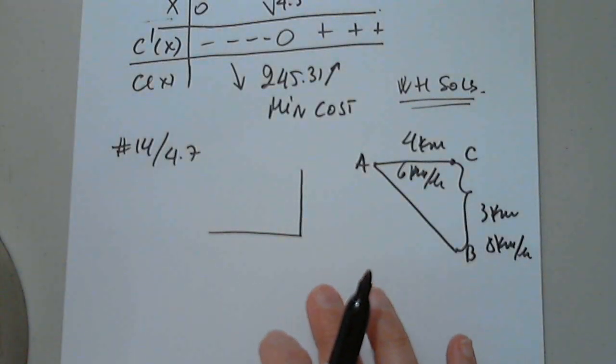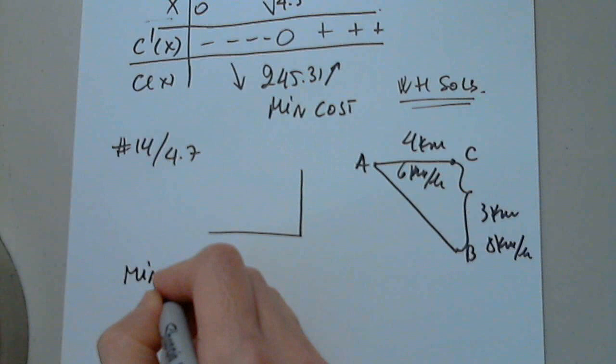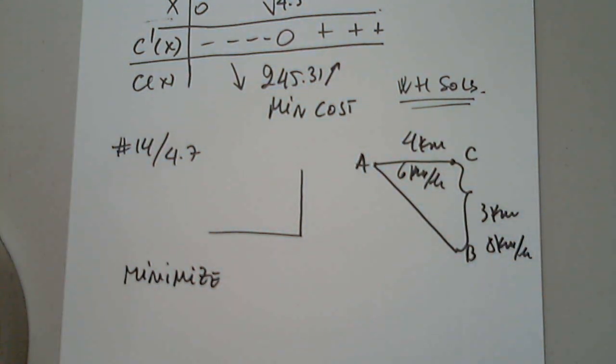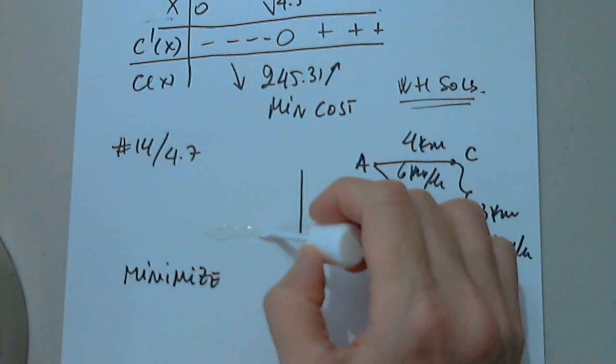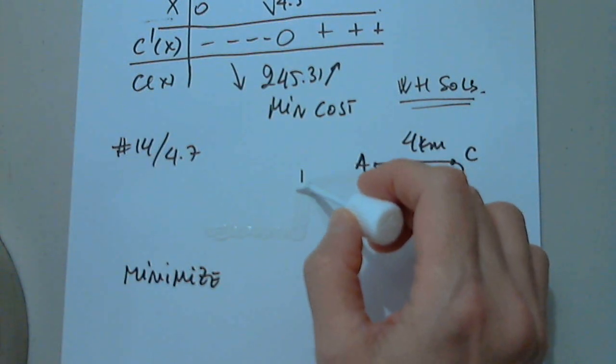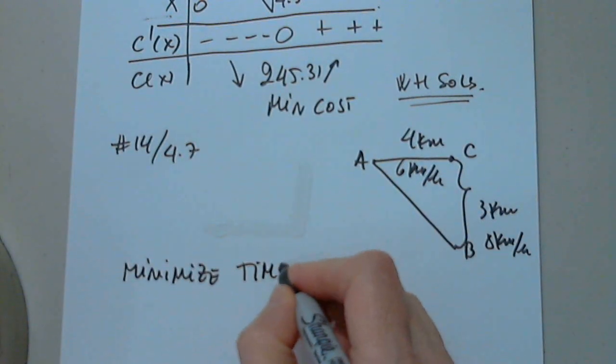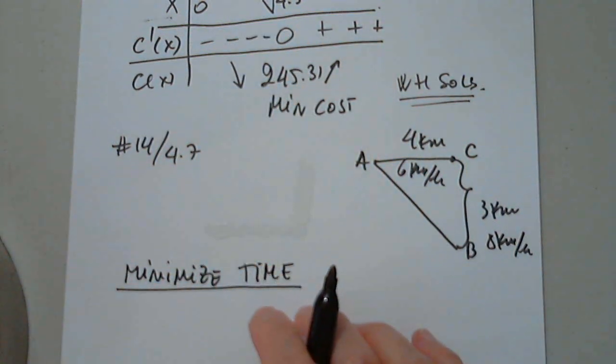So in this particular problem, we want to minimize or find the minimum of what? Time. Yes. We want to minimize time. So time is the issue here. Perfect.